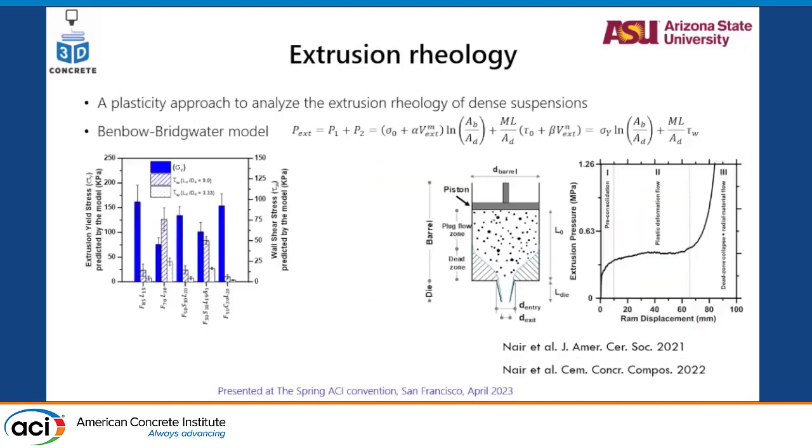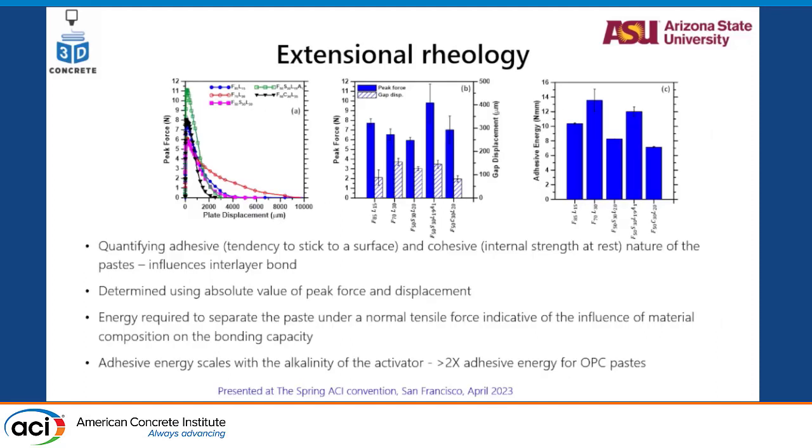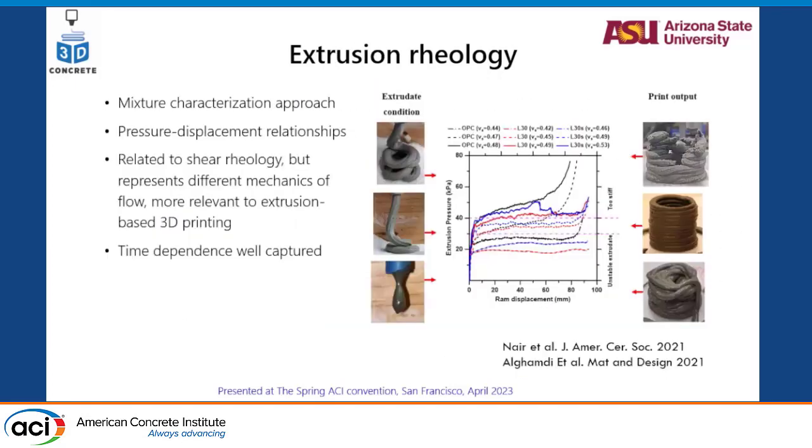And then for some reason, I did the figure that I wanted to get to before. So here is the extensional rheology, basically a tack test to look at how much adhesion there is. So, the energy required to separate the paste under normal tensile force, and this scales very well with alkalinity of the activator. And we have done some work where this factor actually is an indicator of interlayer bonding. So again, something that you can look at as a characteristic of interlayer bonding.